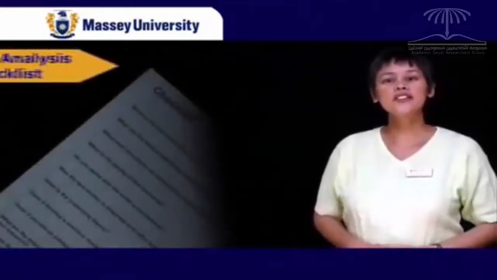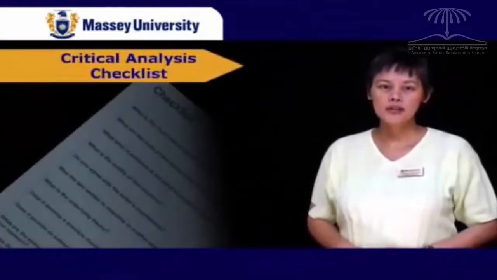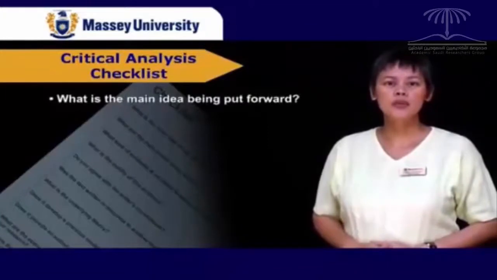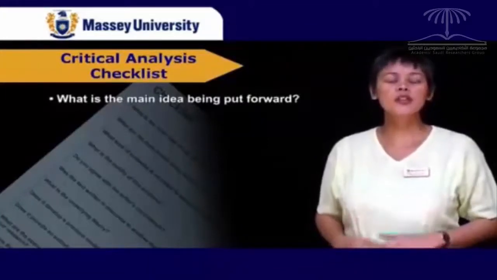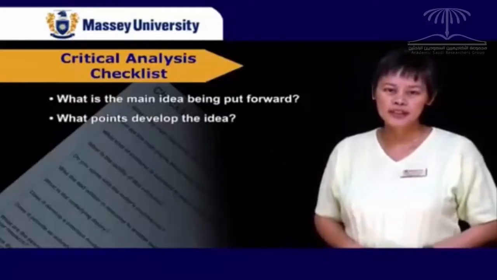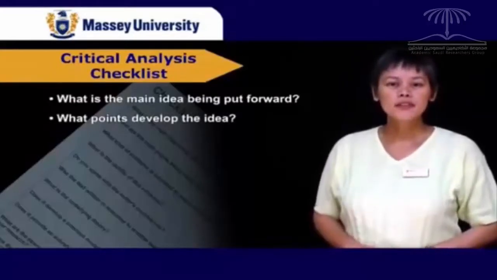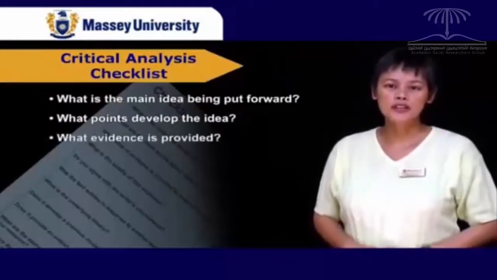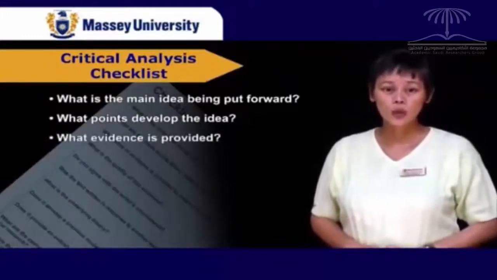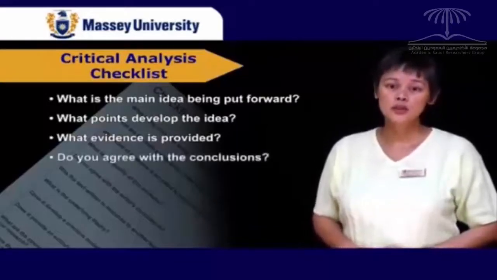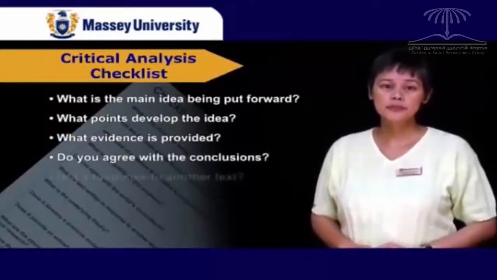This critical analysis checklist may help with your evaluation. What is the main idea the writer is putting forward? Use abstracts and introductions to help you. What are the main points made to develop the idea? Pick out the main elements of the argument in the text. What kind of evidence is provided to support the points? What is the quality of this evidence? Do you agree with the writer's conclusion or conclusions?